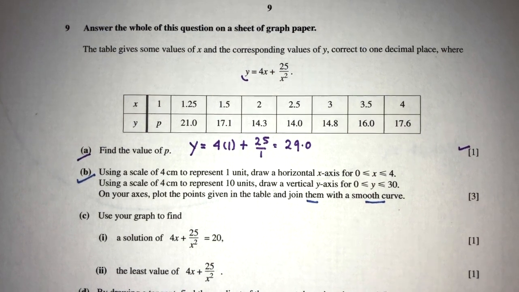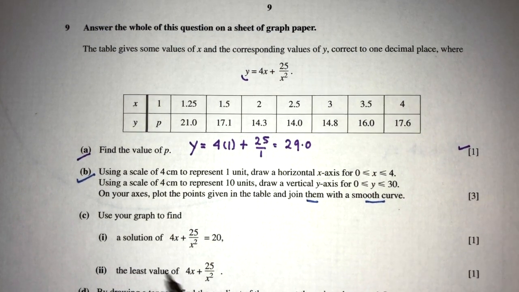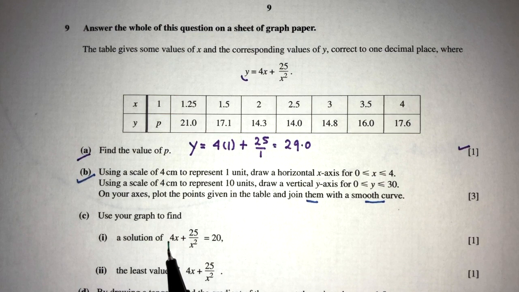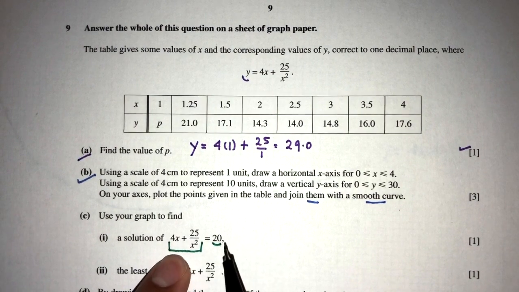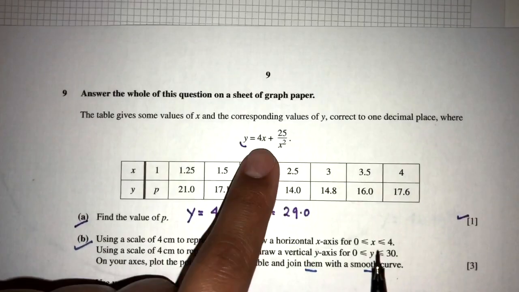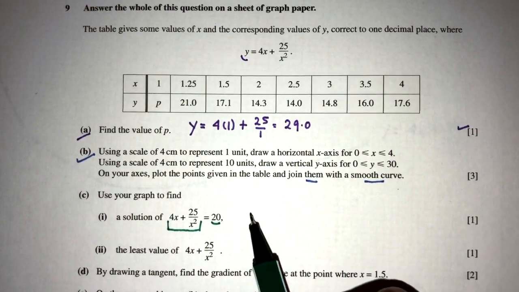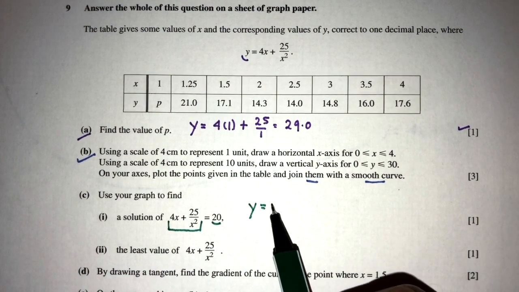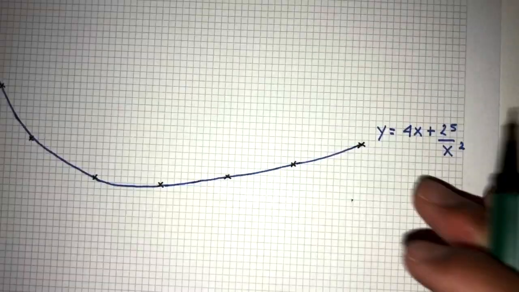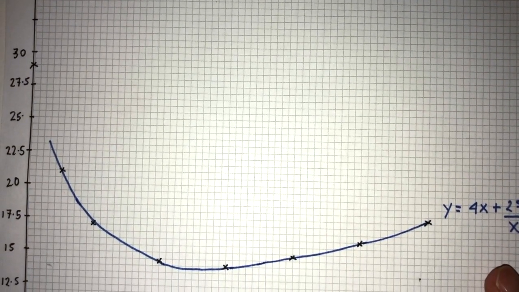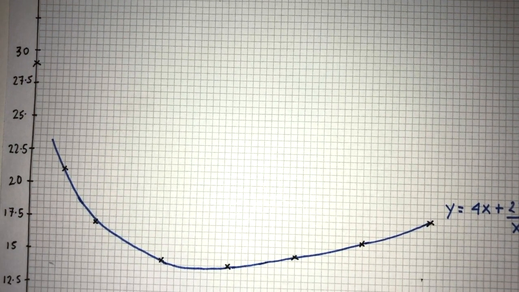Now for part C, we have to use the graph to find this solution. How would you find this? If you observe, this is my curve equal to 20. Now, 4x plus 25 over x squared is what? It is y. So basically, I have to draw the graph of y equal to 20 and see where they meet. So y equal to 20 is a horizontal line. Let's try to draw that.